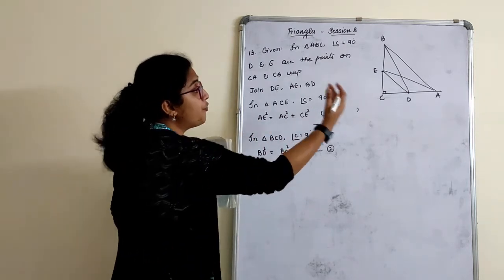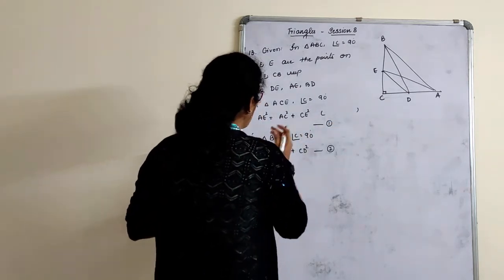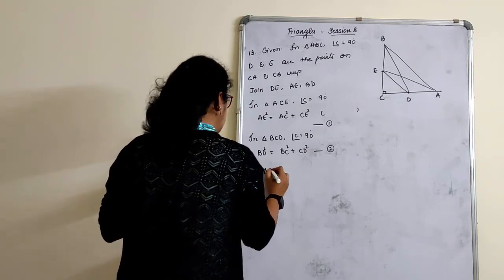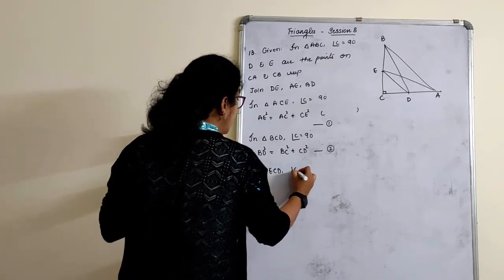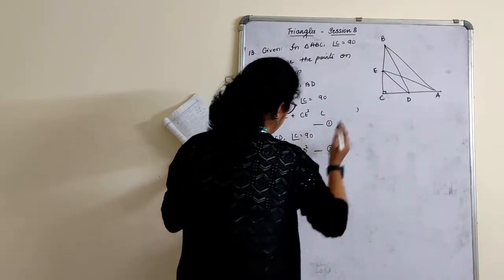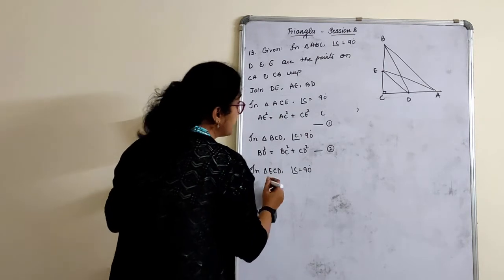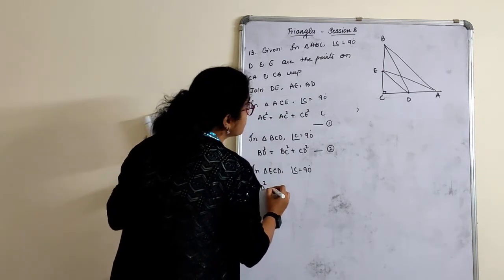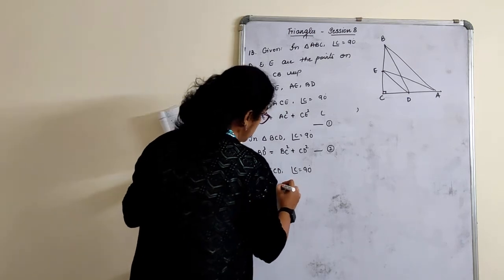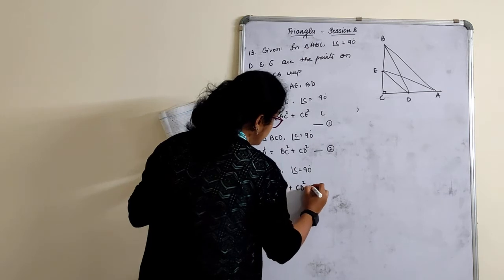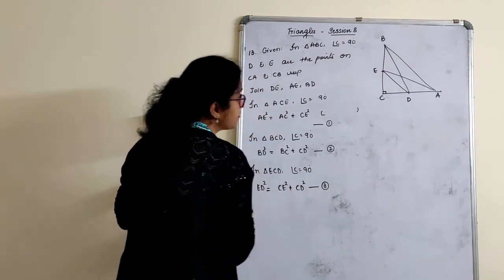That means I need to form some more triangles here. Which are the other combinations? In triangle ECD, angle C is equal to 90. Where is ECD? So I will write that as ED square is equal to CE square plus CD square, equation 3.